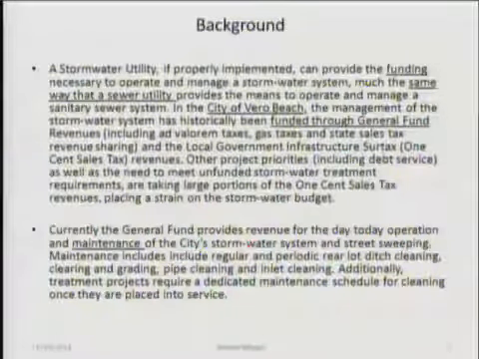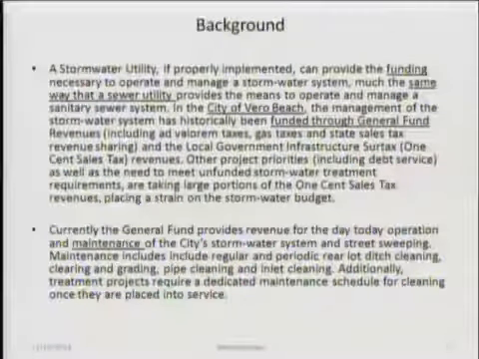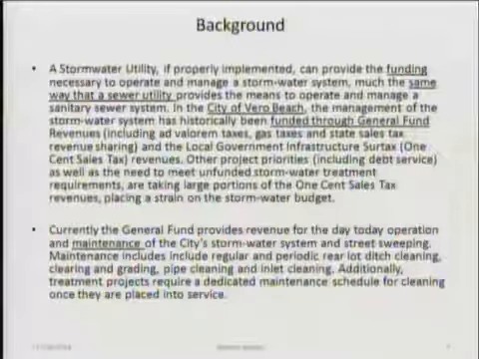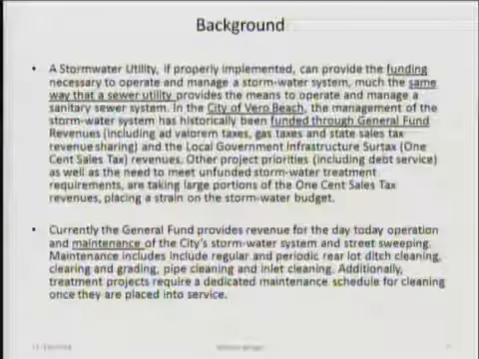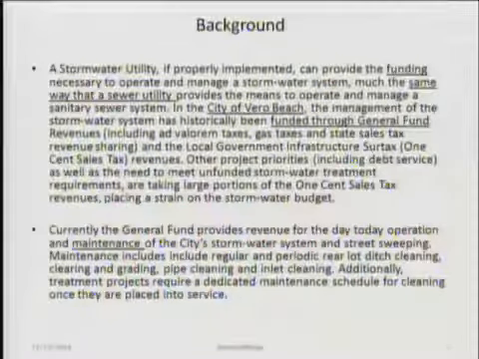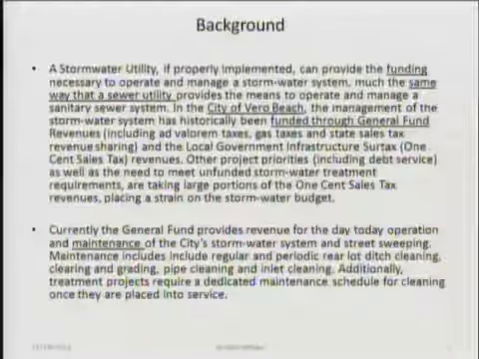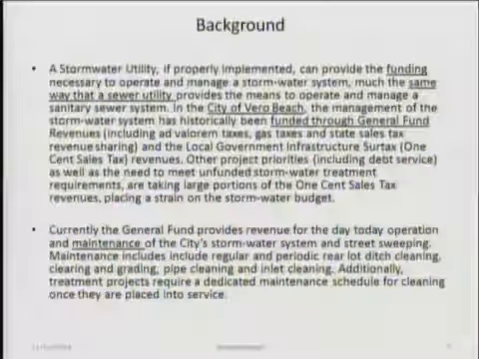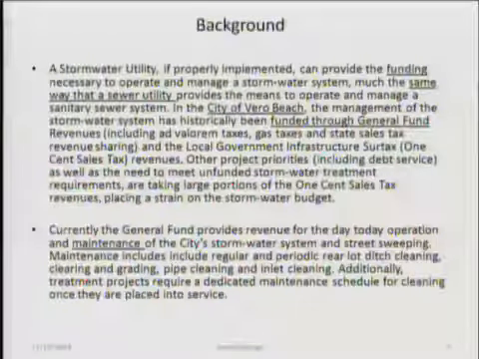Currently, the general fund provides revenue for the day-to-day operations and maintenance of the city's stormwater system and street sweeping. Street sweeping is an important part of stormwater management, by the way. Maintenance includes regular and periodic rear lot, ditch cleaning, clearing and grading, pipe cleaning, inlet cleaning, and so on. Additionally, treatment projects require a dedicated maintenance schedule for cleaning once they are placed in service. So take the baffle box at 19th Street as an example of that.